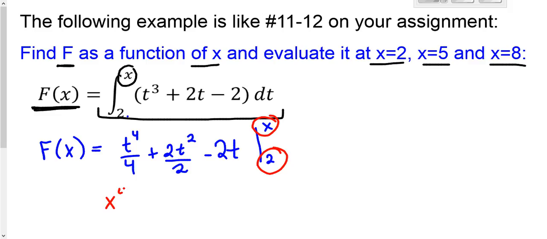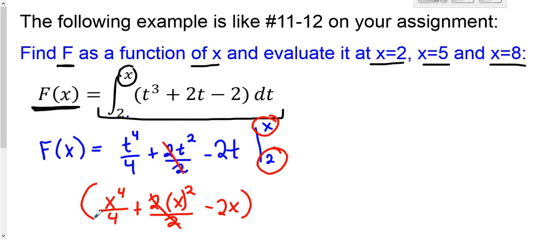So we have x to the 4th over 4 plus 2 times x squared over 2, which I guess we could just cancel out up here, so we can cancel it out down here. Then minus 2x, so it's f of b minus f of a, so we plug in 2 to the 4th over 4 plus those 2's are canceled, so we just have 2 squared minus 2 times 2.